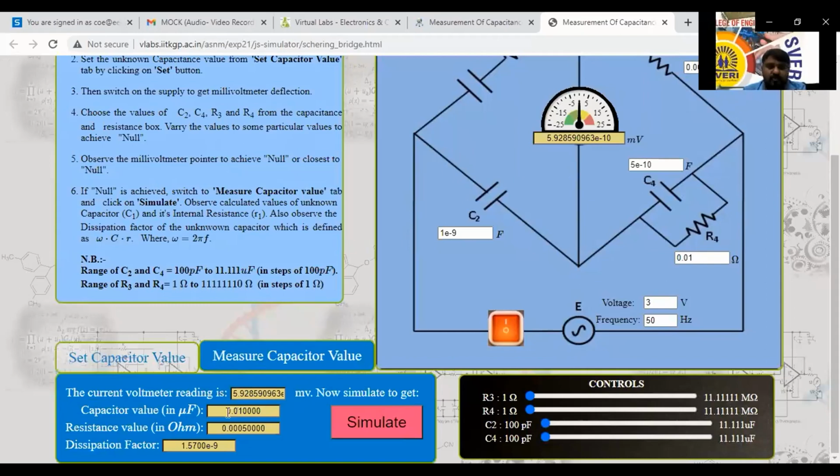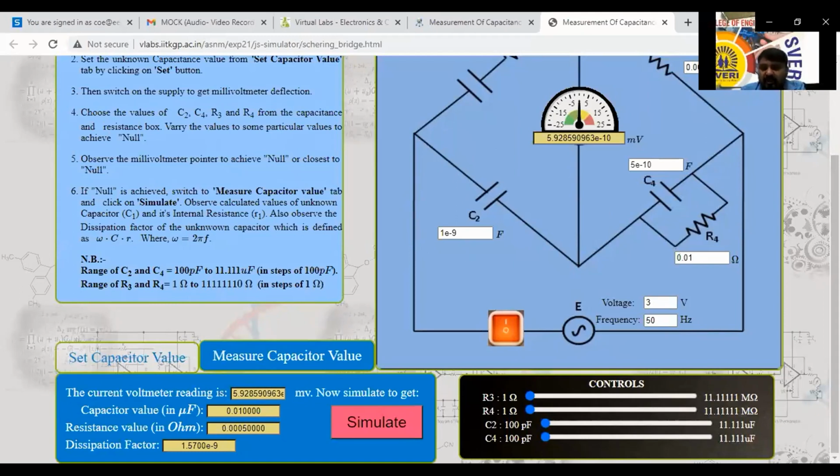Yes, sir. I set 0.01. The resistance R1 value is 0.0005 ohms here now, so 0.5 milliohms we can call it. The dissipation factor is 1.5 e to the power of minus 9. You take the screenshot of this one. This is the practical values.